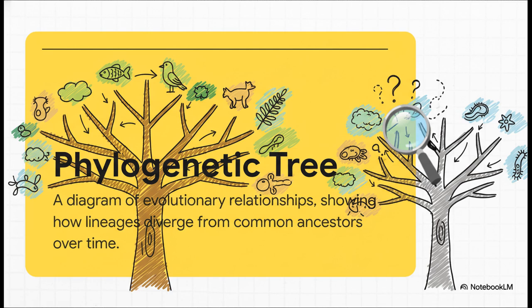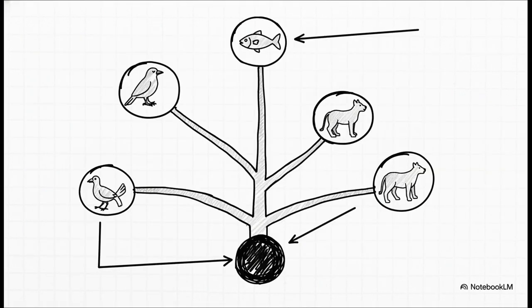It shows us how different groups branched off from common ancestors over millions, even billions of years. And let's be clear, it is not a ladder of progress. It's a branching tree of relationships. And you know what? They're surprisingly simple to read once you know the basic parts. The tips of the branches, those are the species we see today. The branches themselves are just the paths their ancestors took through time. And these little points where they split, the nodes, those are the critical moments, the shared ancestors, where one lineage split and became two.